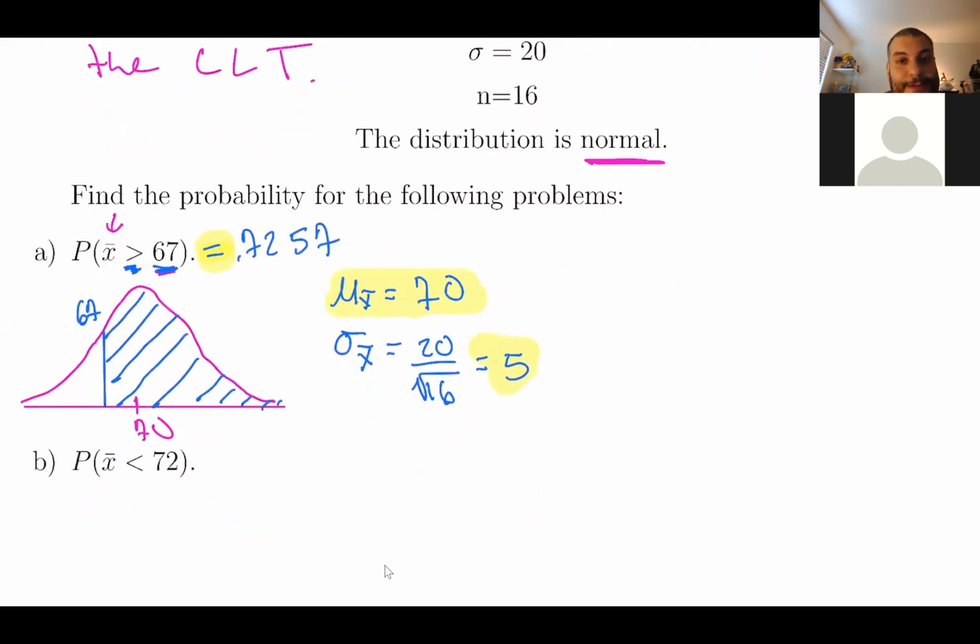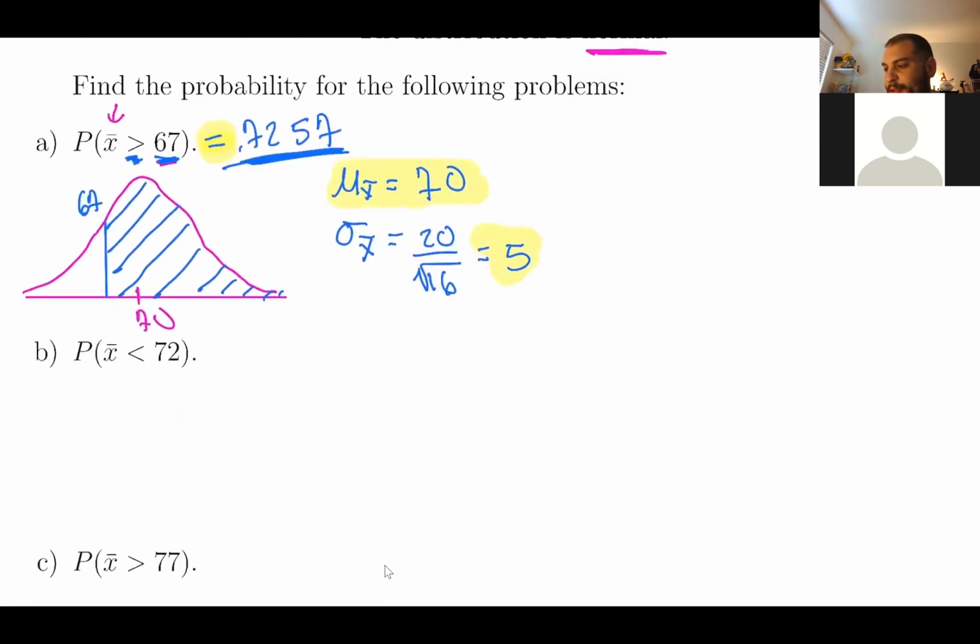So that's A. For A, I put the answer right over here. All right, so now we're going to do B. We'll put 70 in the middle.